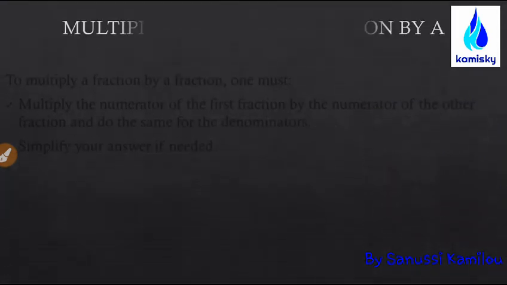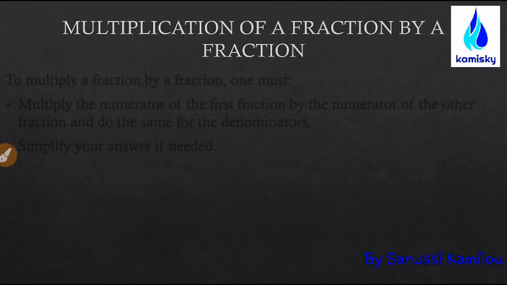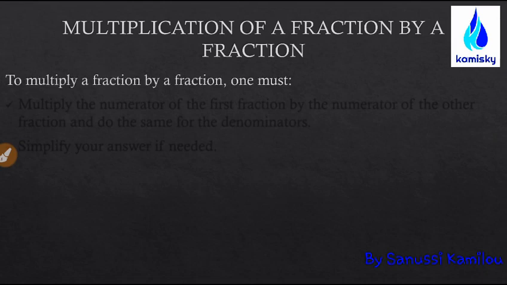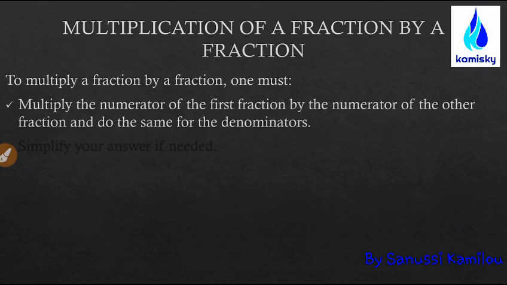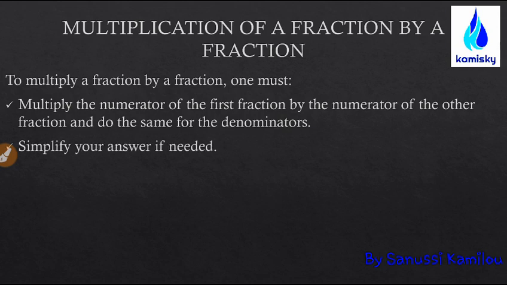How do we do that? Multiplication of a fraction by a fraction. To multiply a fraction by a fraction, one must multiply the numerator of the first fraction by the numerator of the other fraction and do the same for the denominators. It means we multiply the numerators by numerators and denominators by denominators. Then we simplify your answer if needed. Always when you finish, write your answer in the simplest form.